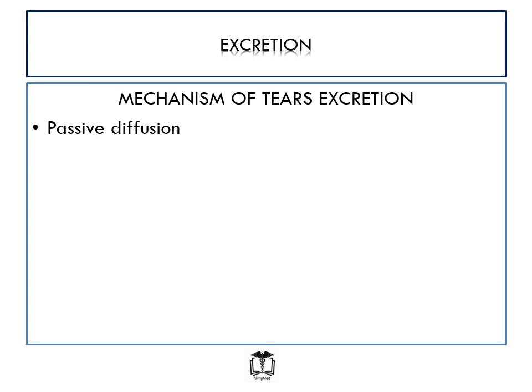For the eyes, the mechanism of tears excretion typically follows passive diffusion, and drugs that make use of this mechanism are usually lipophilic, non-protein bound, and non-ionized drugs. A very typical example of a drug using this mechanism is cytarabine, which is an anti-neoplastic agent.